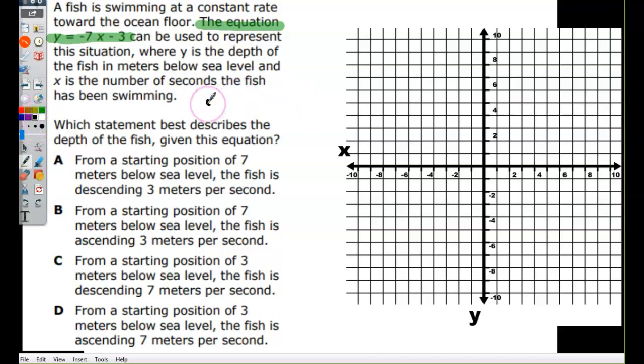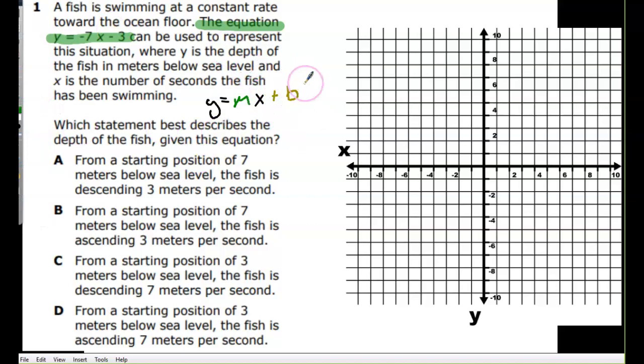Let me go ahead and rewrite it out. y equals mx plus b. And this way we can kind of remember. So the plus b, that is my y-intercept. That is going to be the location where it intercepts the y-axis. And it does this at -3.